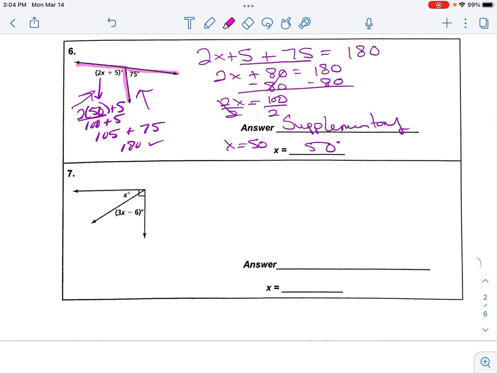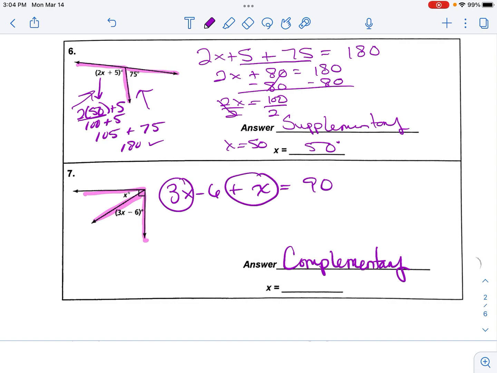Number 7, this is a right angle, which means the sum of the two add up to be 90 degrees, which makes this a complementary angle. 3x minus 6 plus whatever x is needs to equal 90 degrees. Let's combine our like terms and then solve our two-step equation.